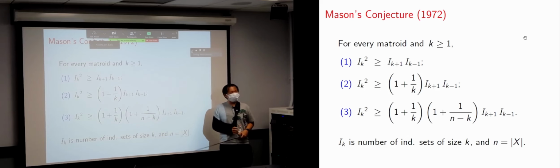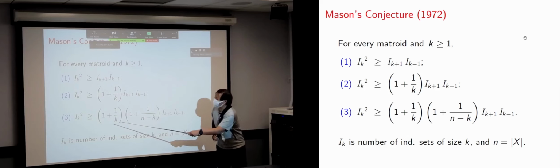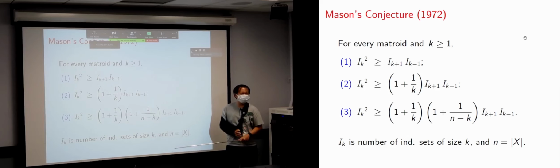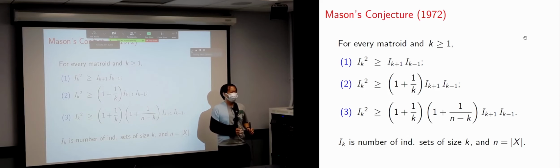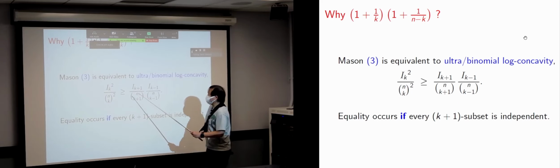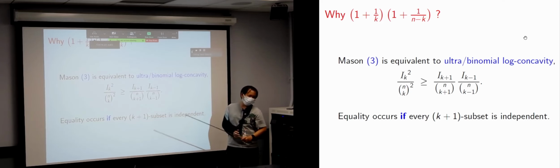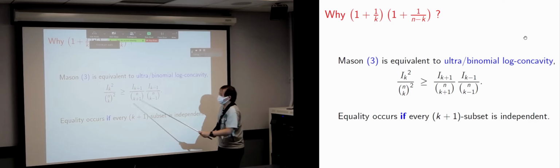And some of you here might think, why is it that we put this very weird term, 1 + 1/k times 1 + 1/(n-k)? Where does it come from? This actually has a very good combinatorial interpretation. Remember that this constant, 1 + 1/k times 1 + 1/(n-k), we have seen before in the very beginning. That is the ratio of these binomial coefficients.